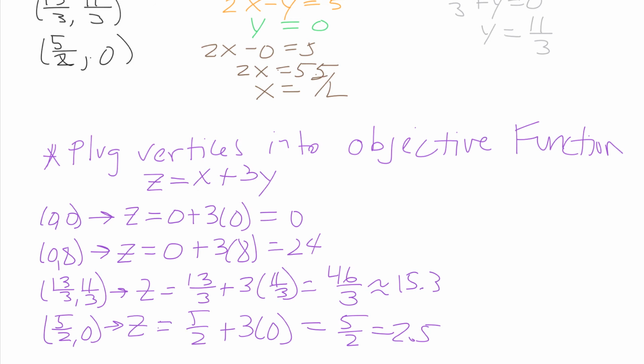What we're looking for here is the maximum and the minimum. When are those going to occur? If I take a look at all my answers here, I have 0, 24, 15.3, and 2.5. The minimum will occur when this number is the smallest, which is 0. And my maximum will occur when this number is the biggest, so that 24 is the biggest.